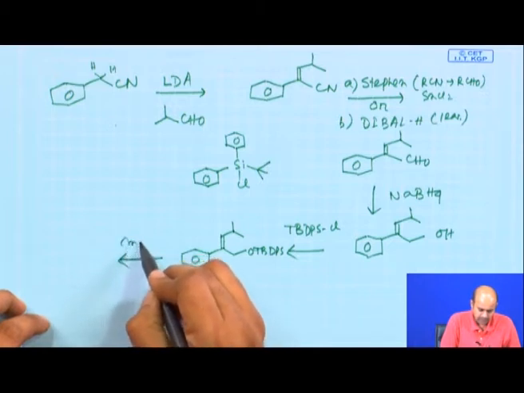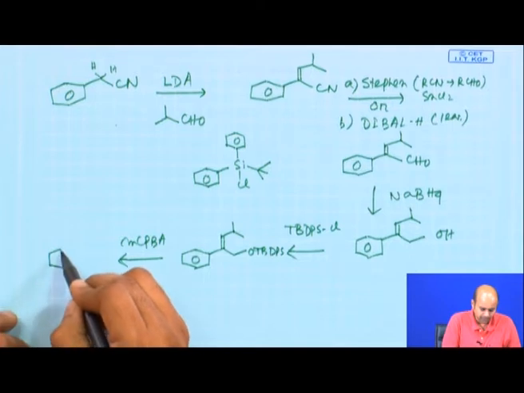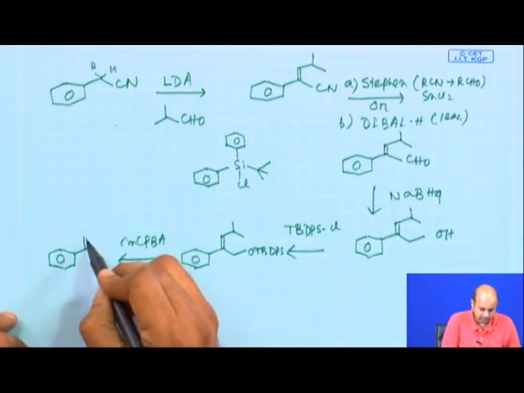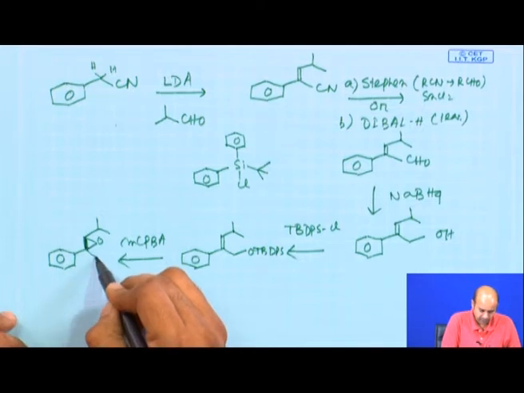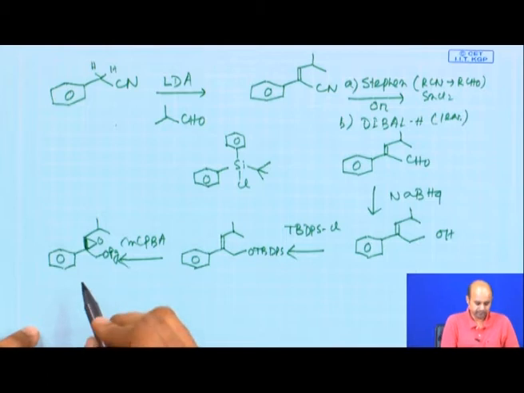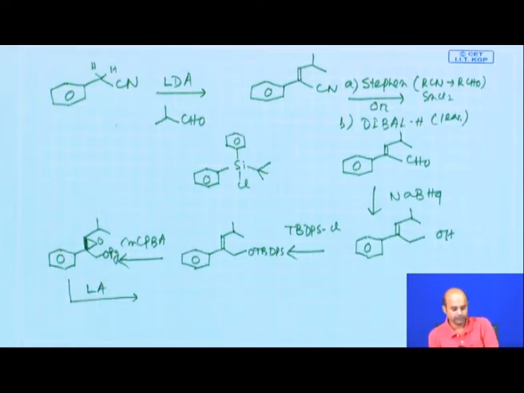You can do an mCPBA-mediated epoxidation here to get the corresponding epoxide, which will next be subjected to Meinwald rearrangement. So, now we have this epoxide and this OPG. Meinwald rearrangement, as I say, normally you treat with a Lewis acid. Okay.